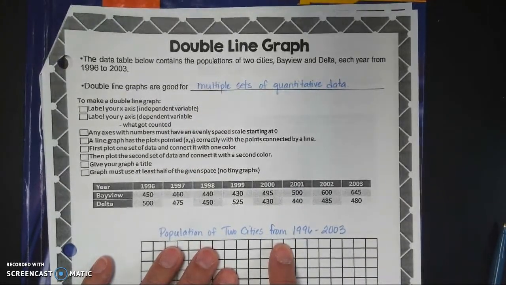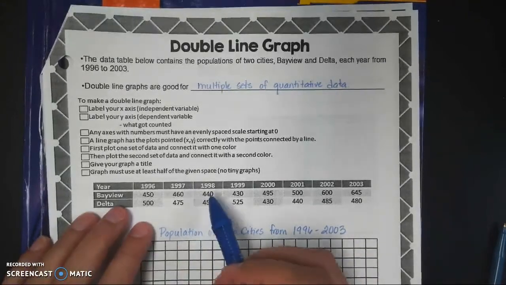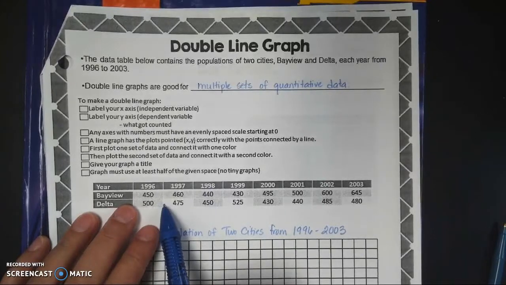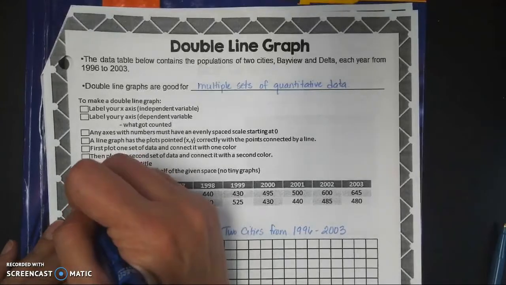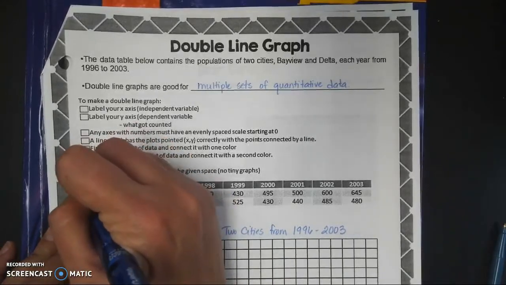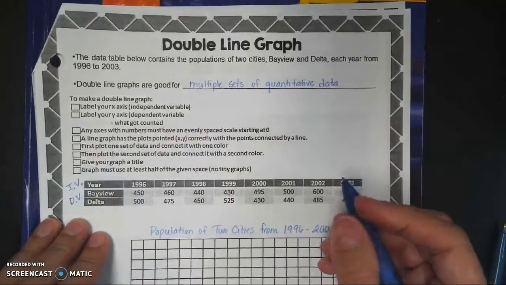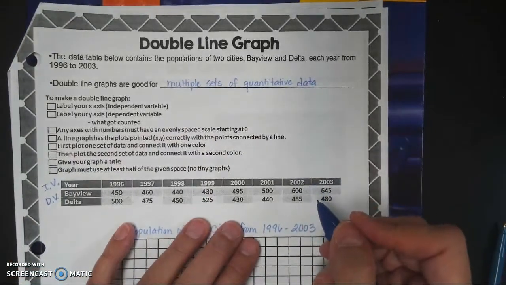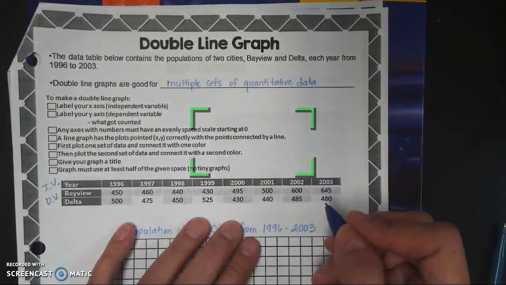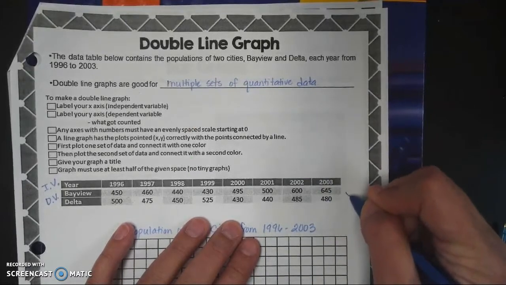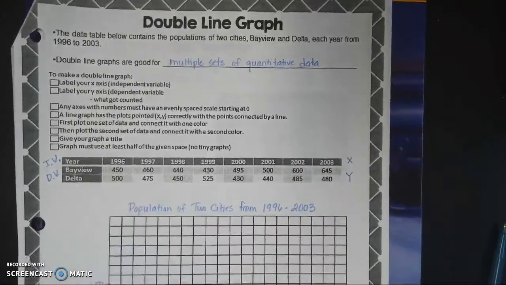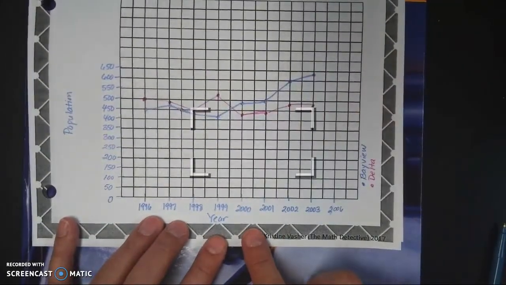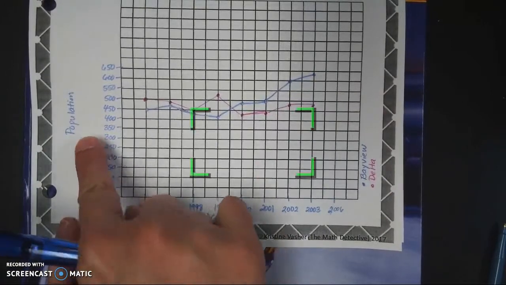Next, I need to label the x and y axes with the independent and dependent variable. So looking at this situation, the population number depends on the year that you're looking at. So the population number is the dependent variable and the year is the independent variable. And from our dry mix acronym, we know that the dependent responding variable goes on the y and the manipulated independent variable goes on the x. So I'm going to label the x-axis year and the y-axis for the population.